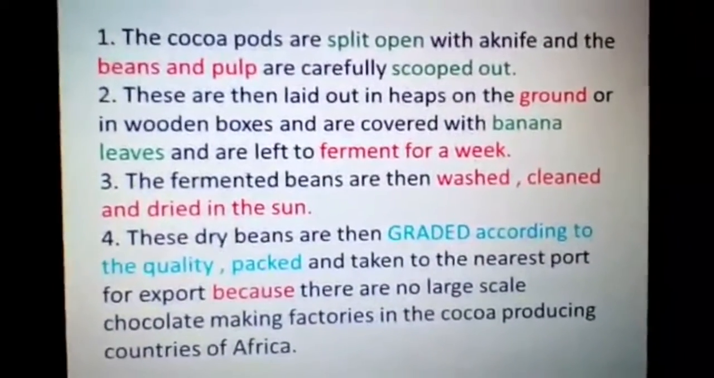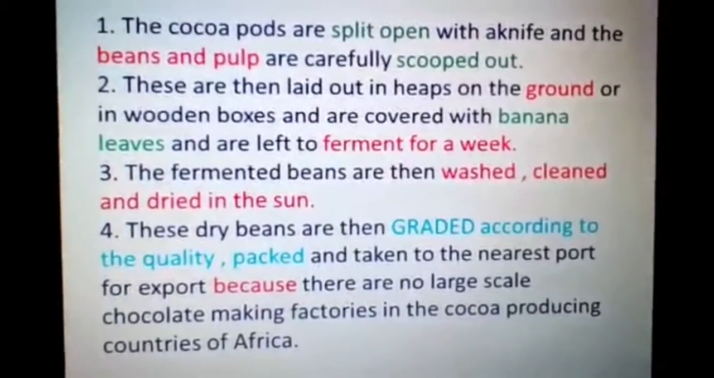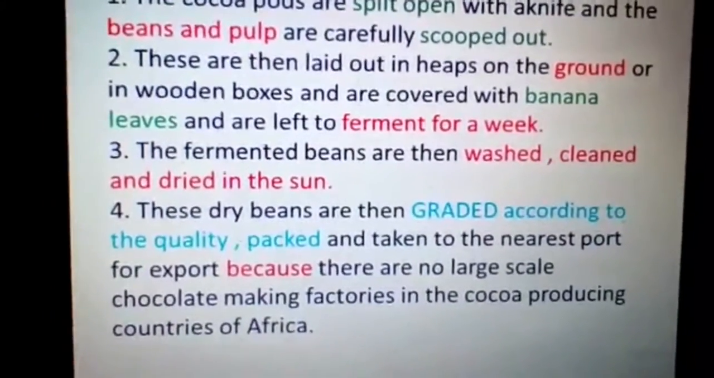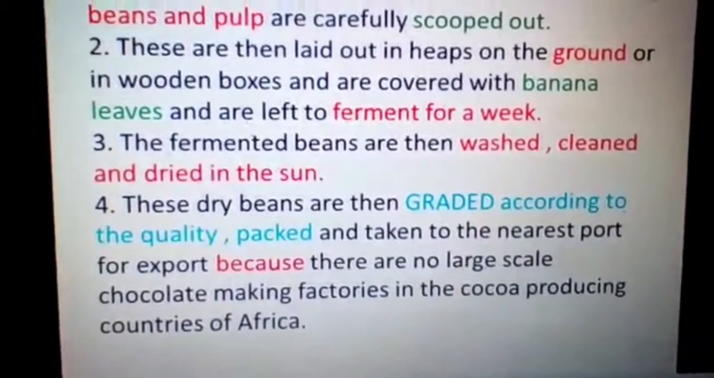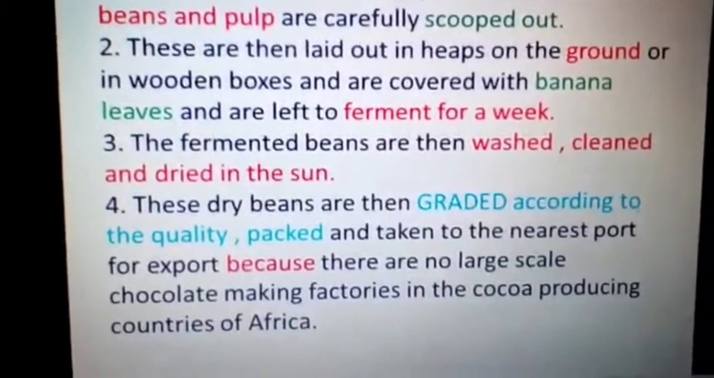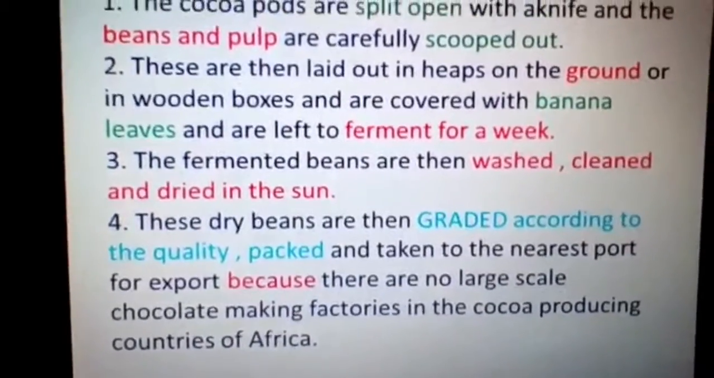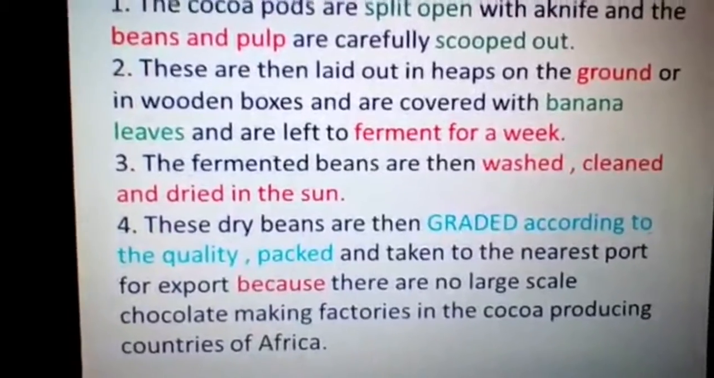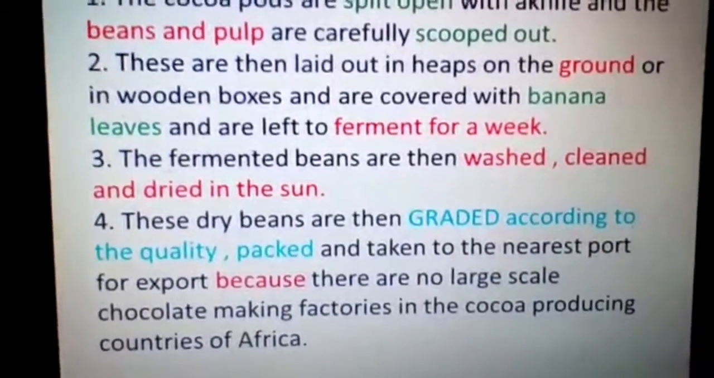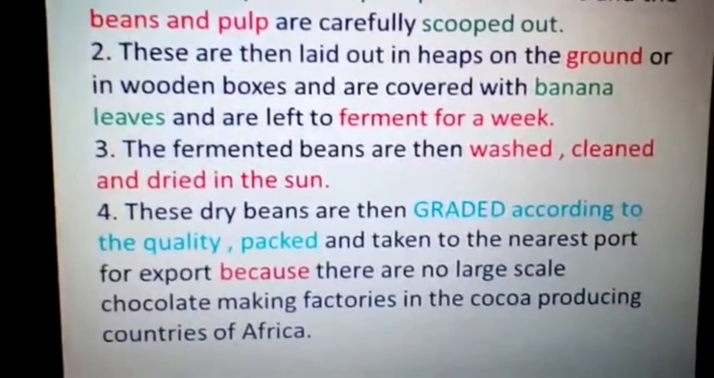Number one, the cocoa pods are split open with a simple knife and the beans and pulp are carefully scooped out. Now these are laid out in heaps on the ground or on leaves or in wooden boxes, and then they are covered with banana leaves for fermentation, and after a week they are taken out, washed, cleaned and then sun dried.